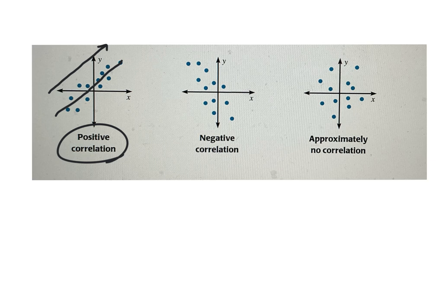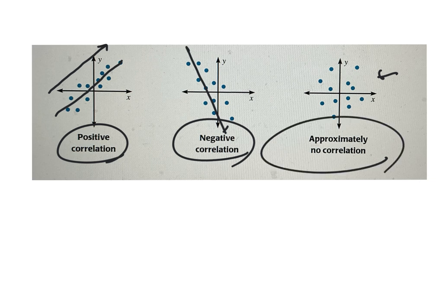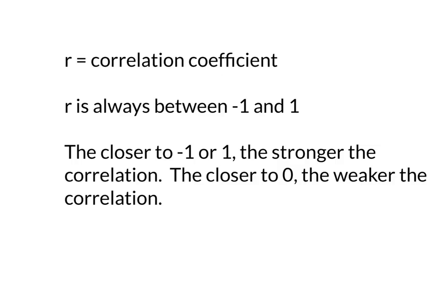Same thing with the negative going the other way. If I draw a line right through here, that's not a great one, but I can still get kind of close to a bunch of them. And because it's falling from left to right, we call that a negative correlation. And if they're scattered everywhere like this, you can't draw a line if you wanted to. We could call that approximately no correlation whatsoever. They're not even related to each other.